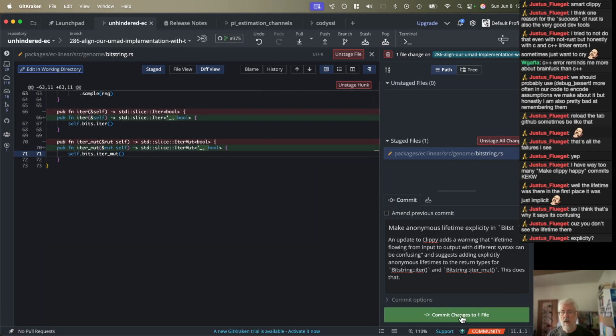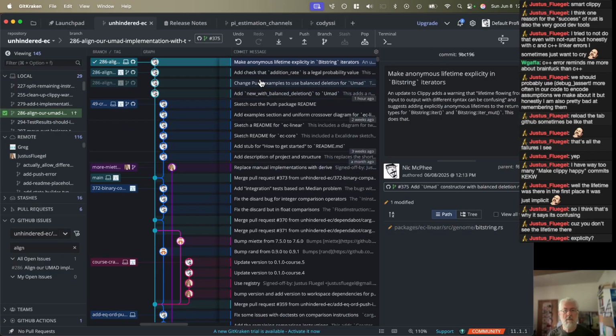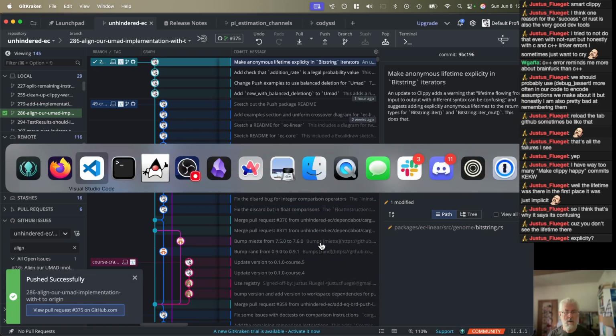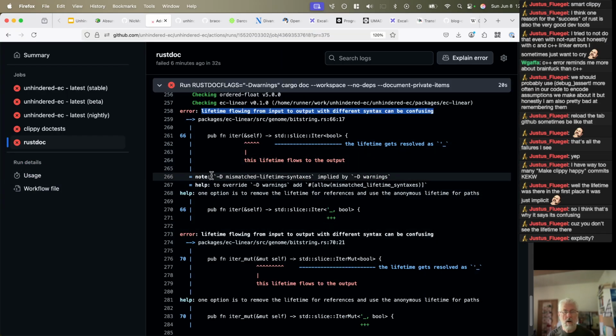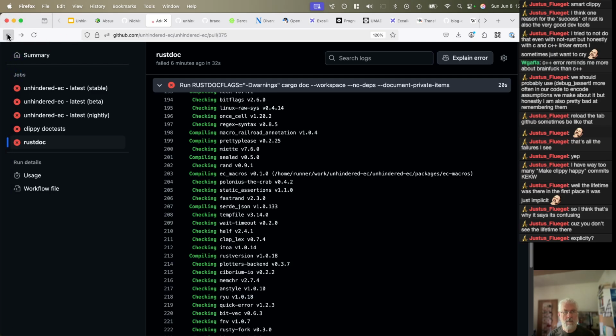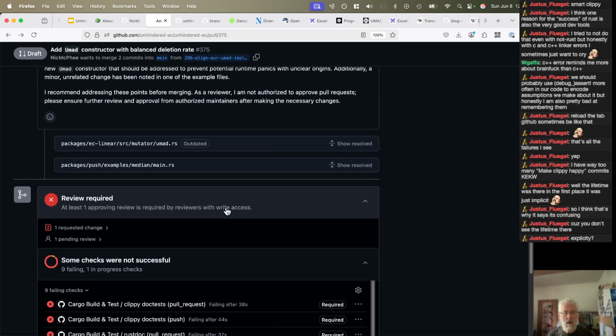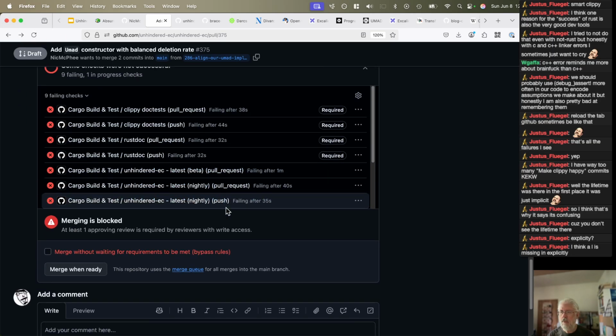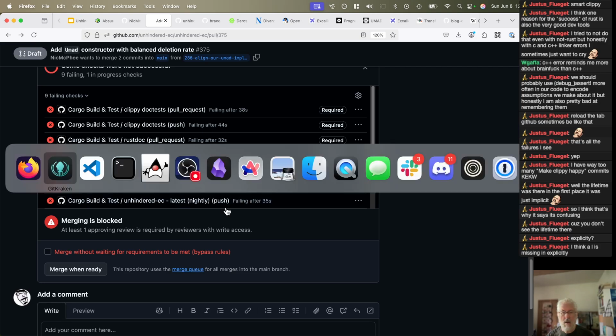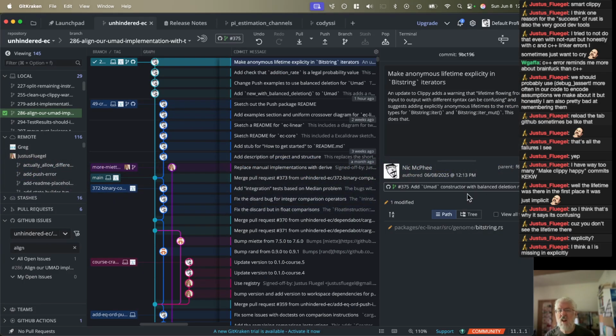Boom. Push. Go, computer. Back. Oh, did I really? Explicitly. No, I think that I got all the explicitly. I think that's right.